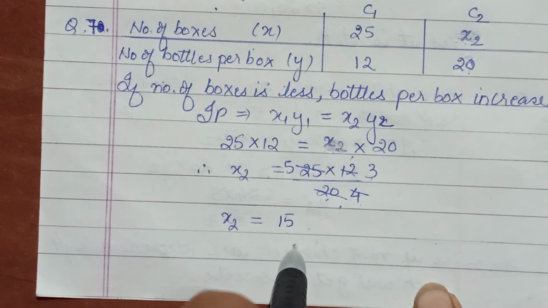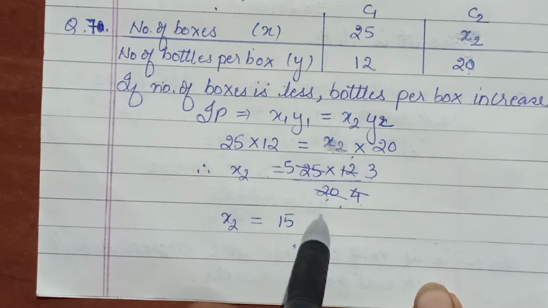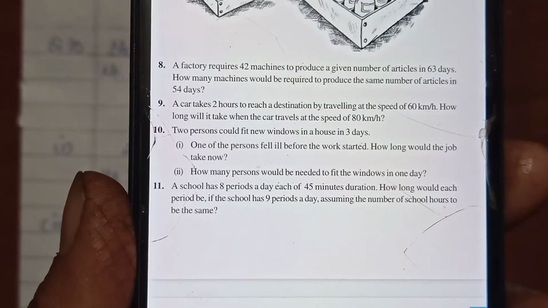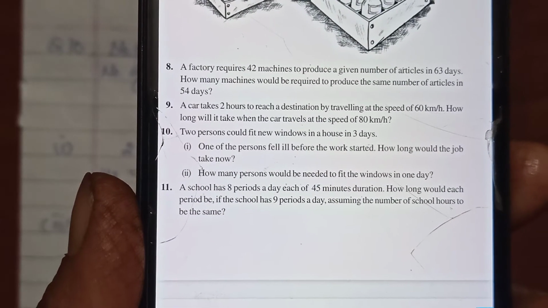Now we'll have to have 15 boxes to adjust 40 in each. Okay. Try 8th, 9th on your own.